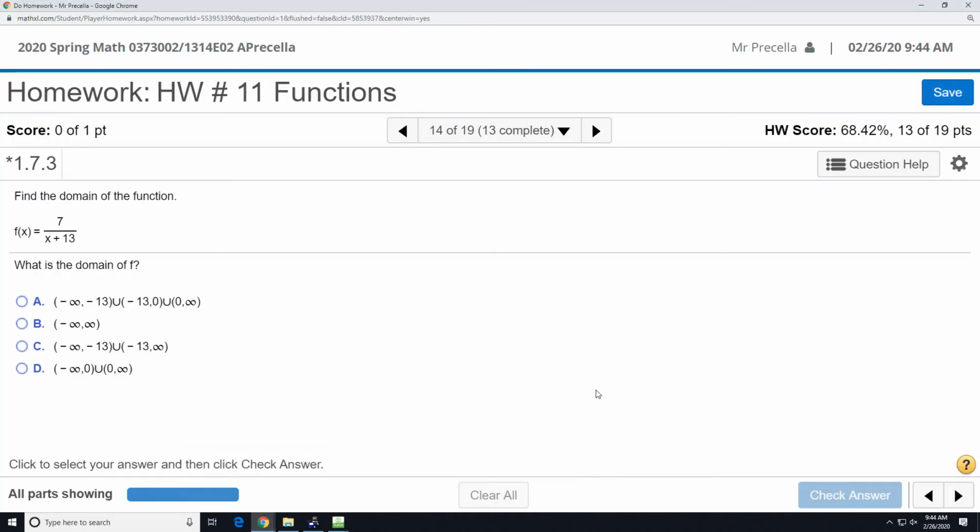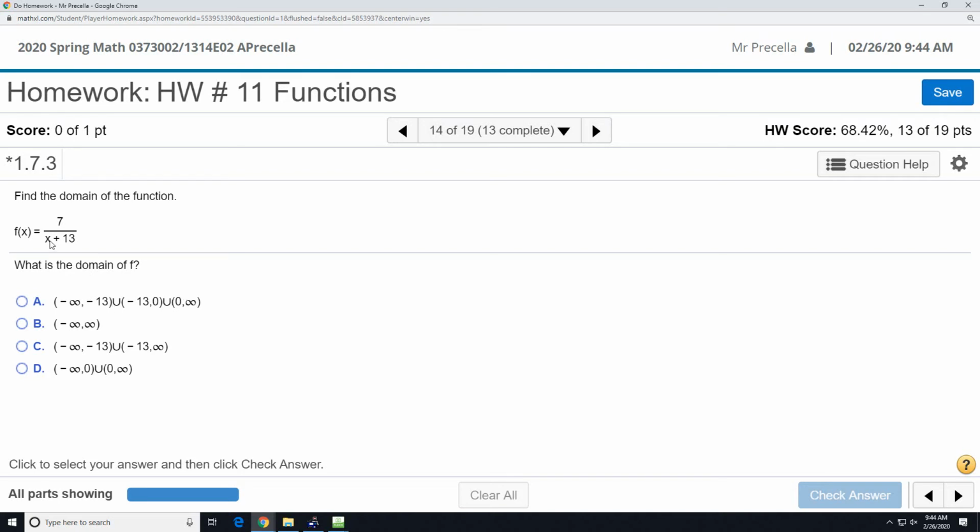Oh, wait. I was about to click A, but no, it isn't. It's not A. A would be, let's see, trace it on the number line. Negative infinity to negative 13. Negative 13 to 0. 0 to infinity. Those parentheses mean not including. So answer A would be all numbers except negative 13 and 0.